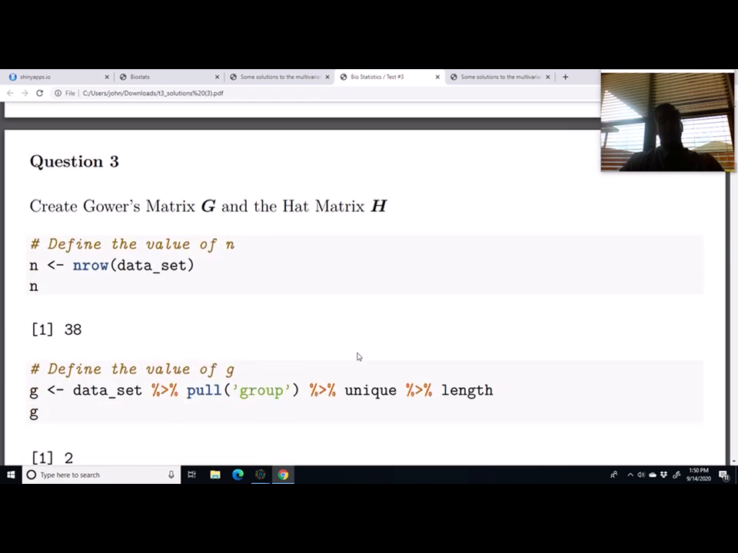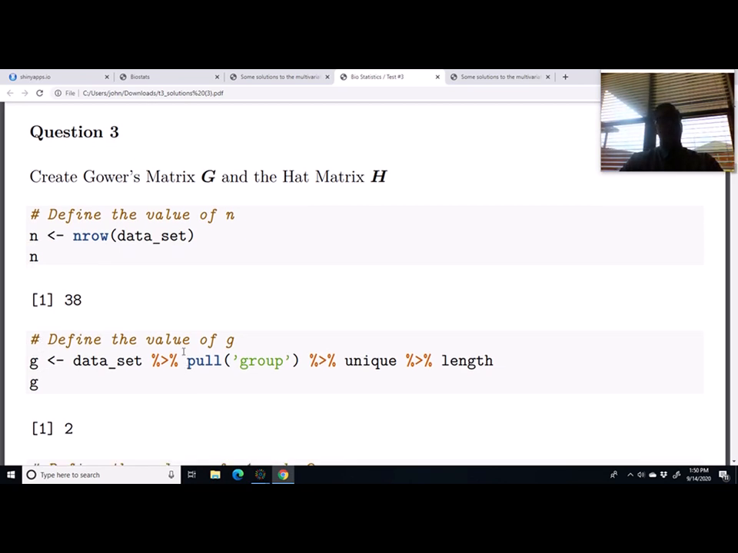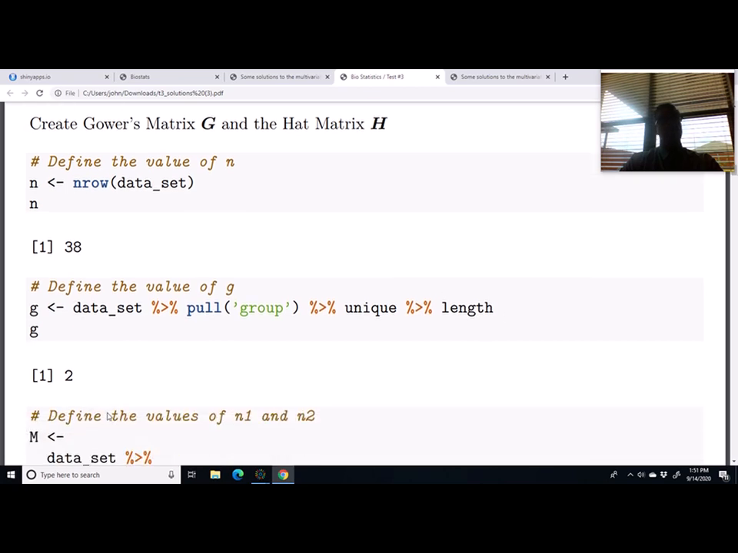The next step is to create Gower's matrix and then the hat matrix. Along the way, we also have to define some intermediate quantities, like the number of observations, little n. Note in the research article they use capital N, but I like to use small letters, so I'll use small n. Then we need to get the number of distinct groups. So G will be taking the data set, pulling out the group variable, getting the unique values, and computing the length. So there's 2 unique groups.